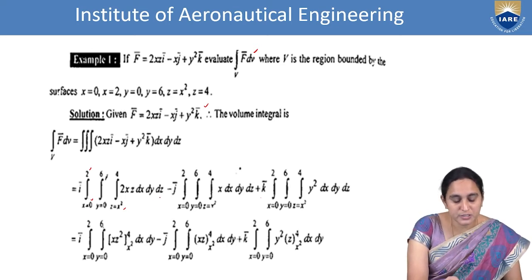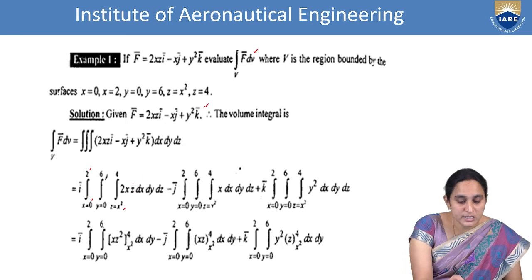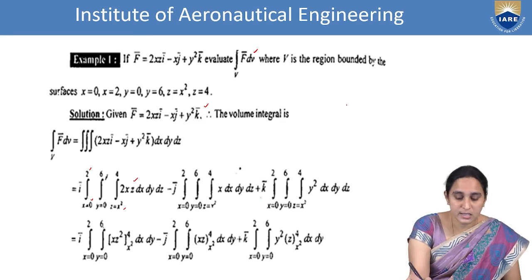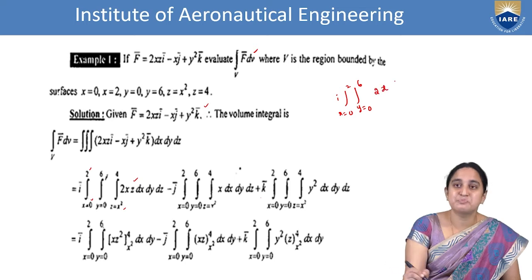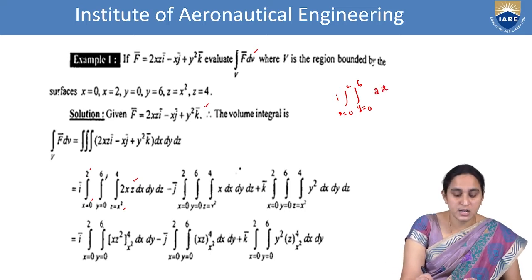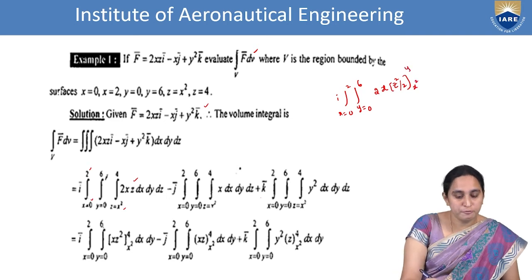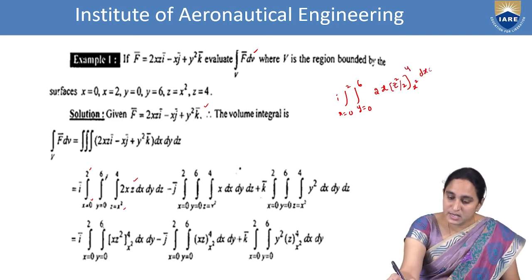How to integrate here with respect to z? The integration of z is z square by 2. So I'll write here i bar into the integral with x from 0 to 2 and y limits 0 to 6, and next integration with respect to z, with 2x as constant, and z integration is z square by 2. And what are the limits for that? x square to 4, with dx dy.